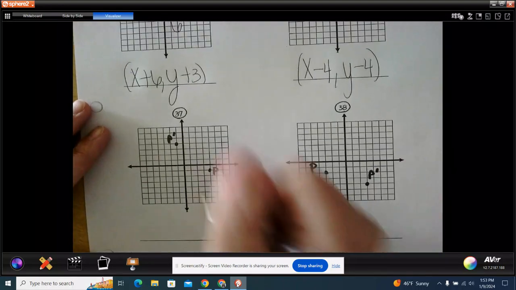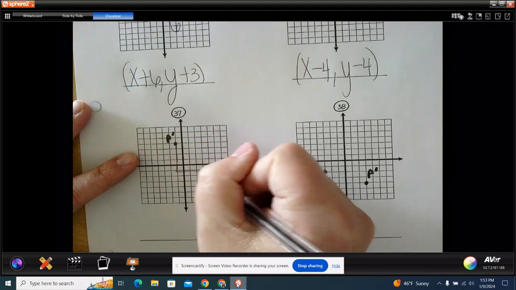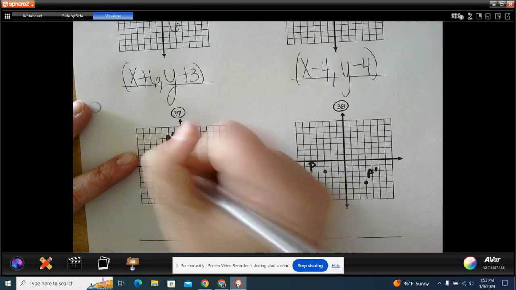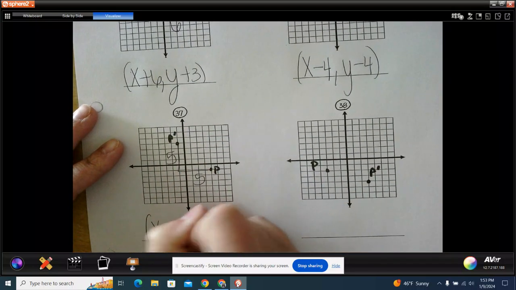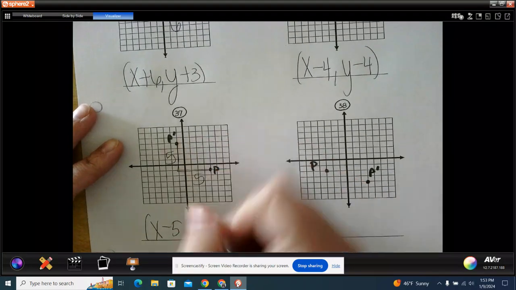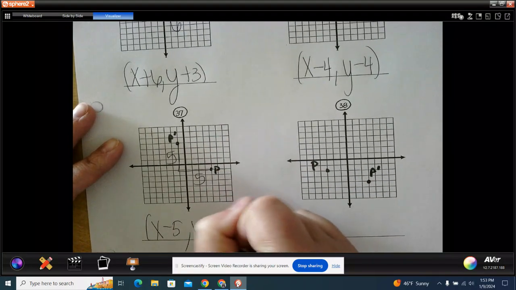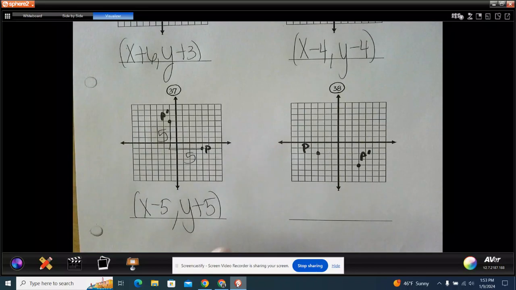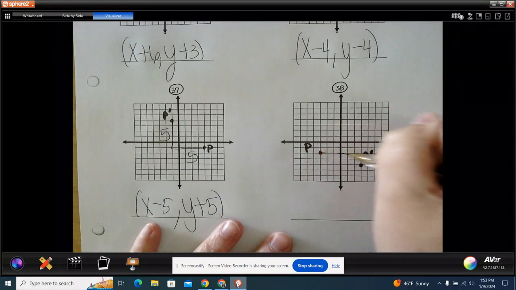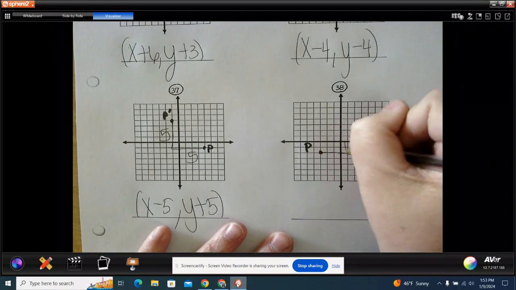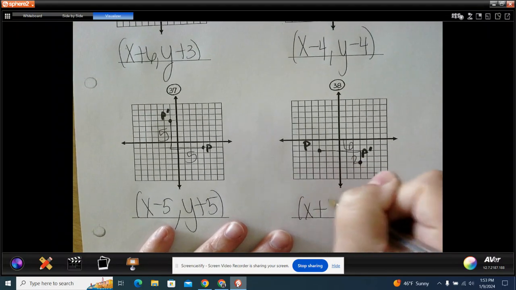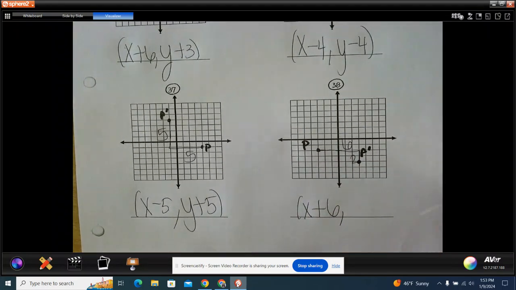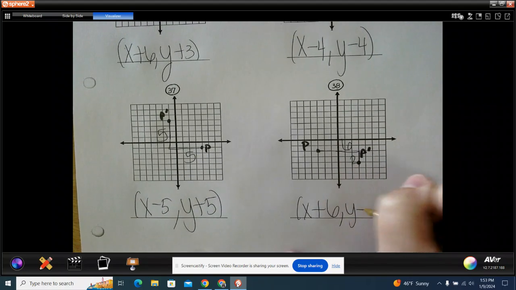Then for this one, we're going to count over and up. This is over 5 and up 5. We're going 5 to the left, so that makes it x minus 5. The 5 is going up, so it is y plus 5. And then the last one, it's going over and down, so it's going over 6, down 2. So it's 6 to the right, it'd be x plus 6. And then the 2 is going down, so it is y minus 2.